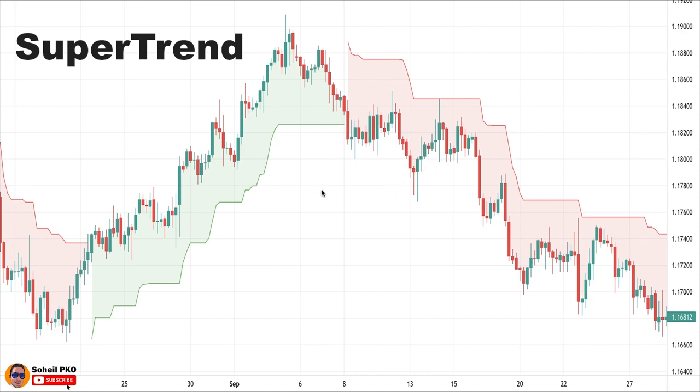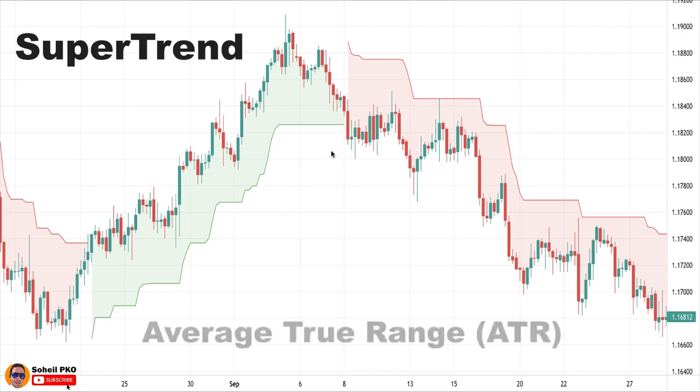The calculation of Supertrend is relatively complex, and in practice there is no need for you to know the formula of this indicator or how it's calculated, because Supertrend is available on most trading platforms and you just need to learn how to use it for trading. Just know one point, that ATR, average true range, is also used in the calculation of Supertrend, which means that the volatility of the market is also taken into account.